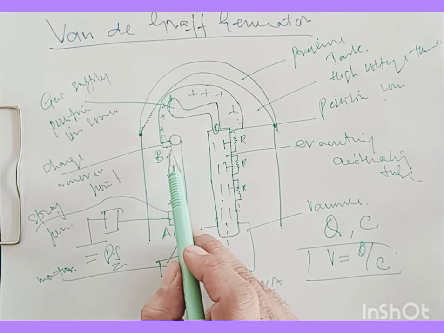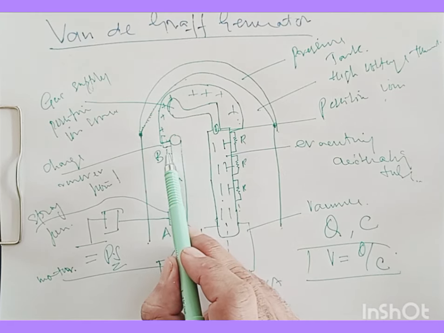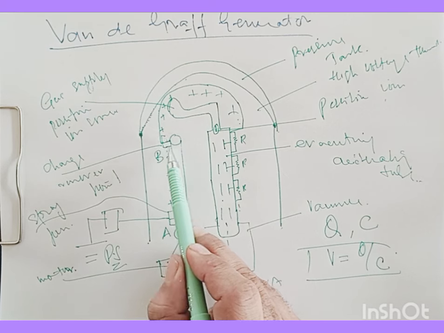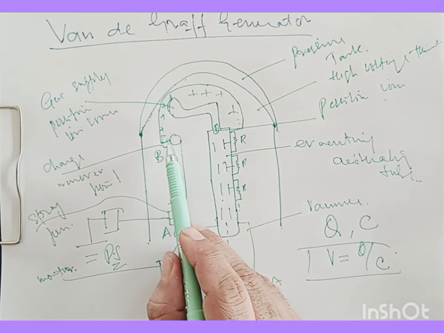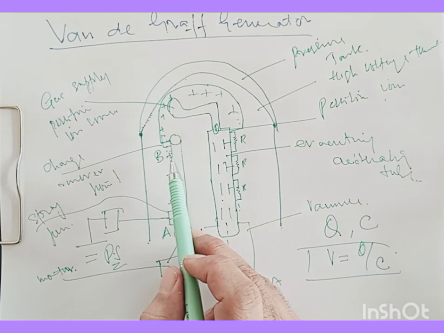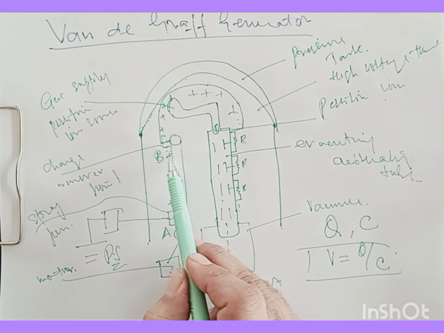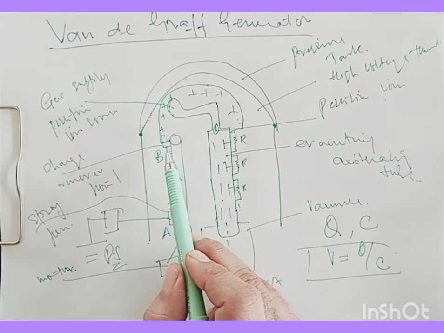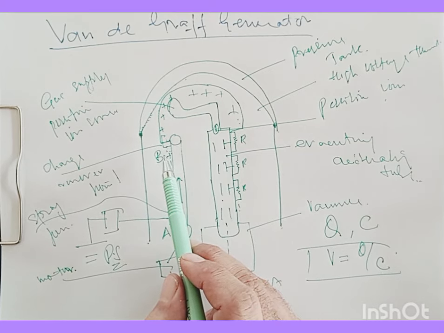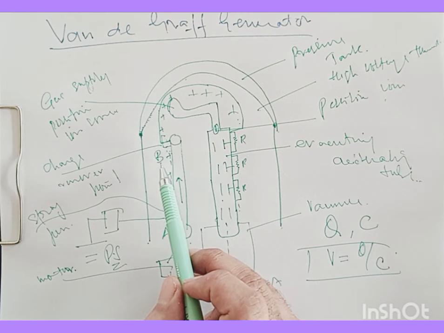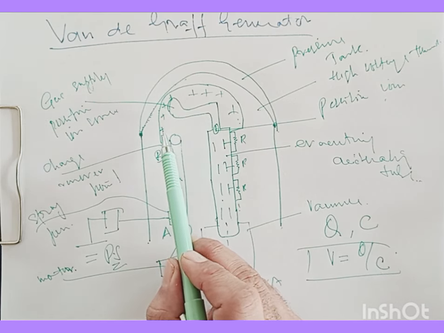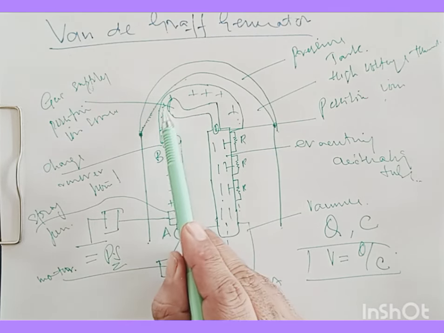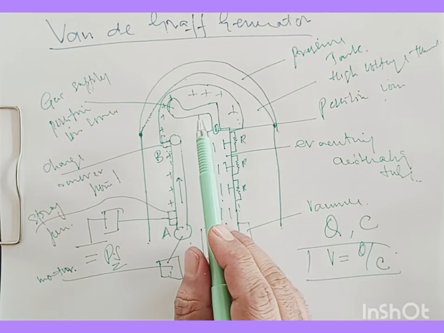Now, when the positive charge on the belt arrives at corona point B that we have here, it creates a large negative field at this point. This helps in neutralizing the charge on the belt by the negative ions, while at the same time the positive charge gets deposited on this dome shaped conductor that we have.